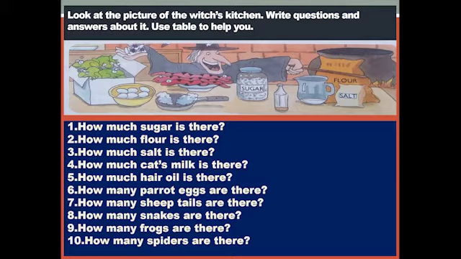You can look here at different products like sugar, flour, salt, oil, milk, eggs, etc. And here you have been given some questions. Like question number 1 is: how much sugar is there?